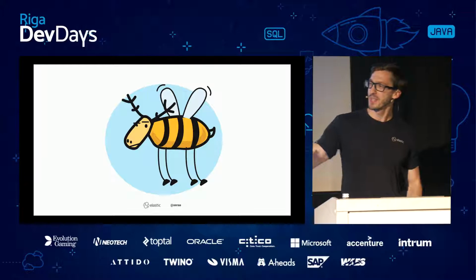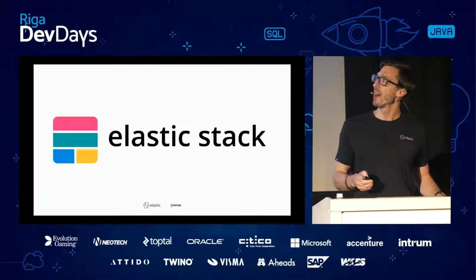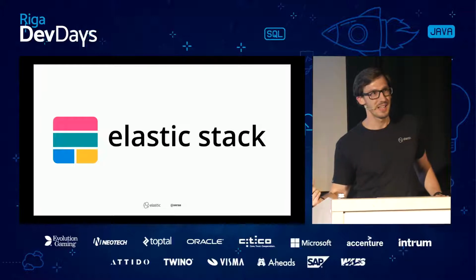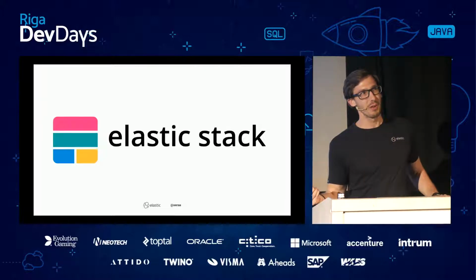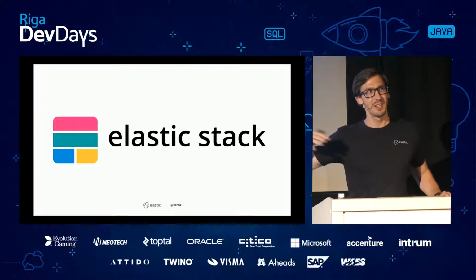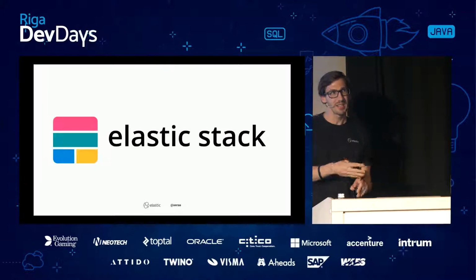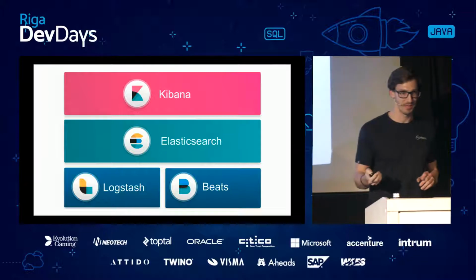While I do have some stickers with the elk bee or Belk here, what we settled for officially is to call it the Elastic Stack, since this is much more scalable. Whatever open source products we have, we can just put in there, and it's still called the Elastic Stack, and we don't need to redo the branding and naming. But Elasticsearch, Logstash, Kibana, and then Beats are the components that we have in that stack.